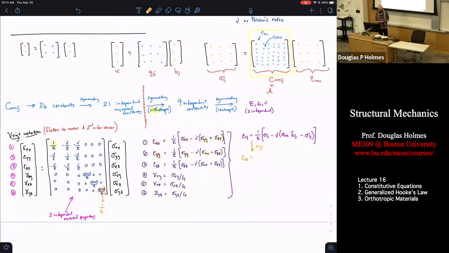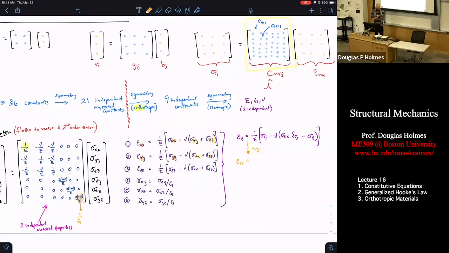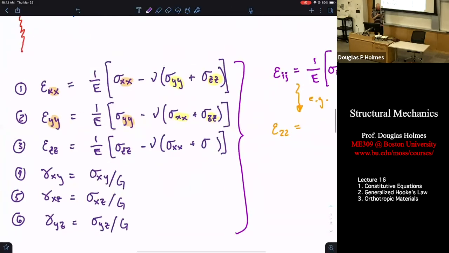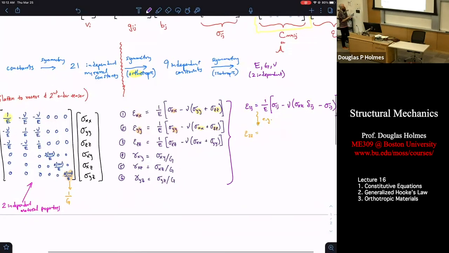Professor? Yes. For the third equation, for what's multiplying by the nu, is that supposed to be still sigma xx and sigma zz? No, it's not. Thank you. See, the pattern recognition, really helpful. Thanks for catching that.